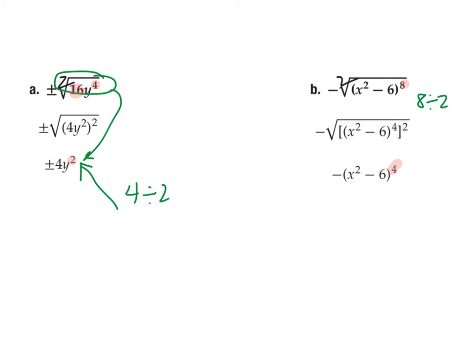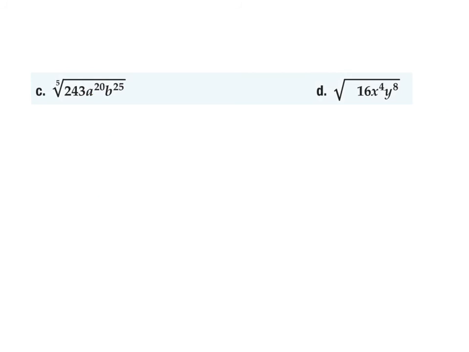Okay? Now, let's look at some more examples. And we're almost done. We've only got a couple more examples to go. So this first one, I've got the fifth root of 243, a to the 20th, b to the 25th. Now, because I just showed you that little trick, it's going to make this a lot easier. Then our second one is the square root of 16 again, so we already know that one. x to the 4th, y to the 8th. The way you need to think about this problem, just like I showed you on that other one. I'll just put the answer up there.